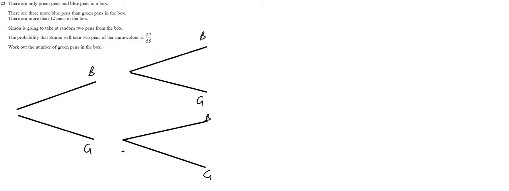Right. And we know the probability that Sam will take 2 pens of the same colour is 27 over 55. Work out the number of green pens. Okay, so what's the probability of picking a blue pen? Well, we don't know the probability of picking a green pen. So that means that basically it's green, because we want to know how many green pens there are. So we'll make green our unknown.